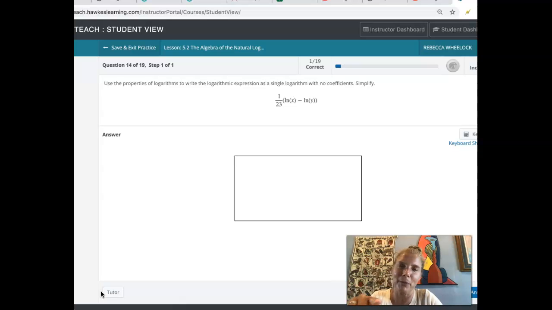So after being frustrated with it, I noted that the instructions here tell you just to make this expression into a single logarithm with no coefficients and simplify, but that doesn't go far enough. They don't want fraction exponents, so no rational exponents. Instead of that, they want radicals.